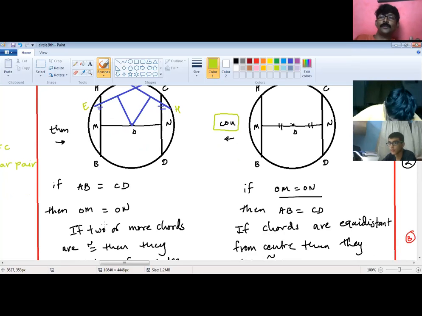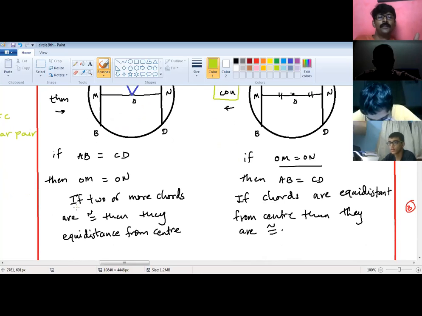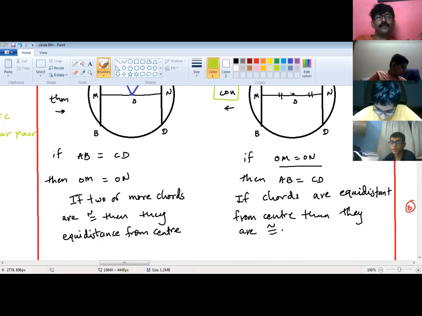And what is the property, students, over here? Look at this. This is the property. Please write down this property quickly in your book. If two or more chords are congruent, then they are equidistant from the center. And vice versa, what can we say? If chords are equidistant from the center, then they are congruent.